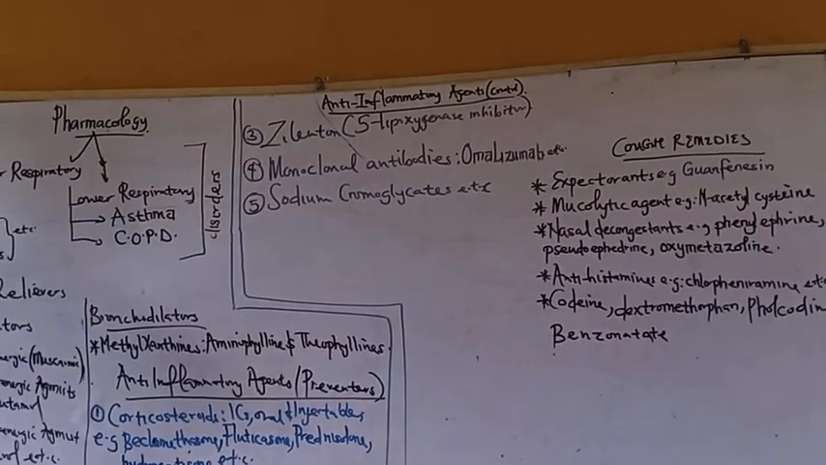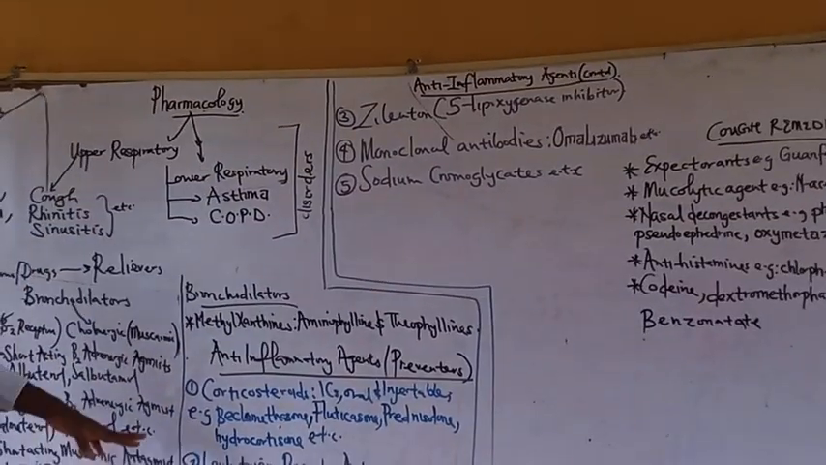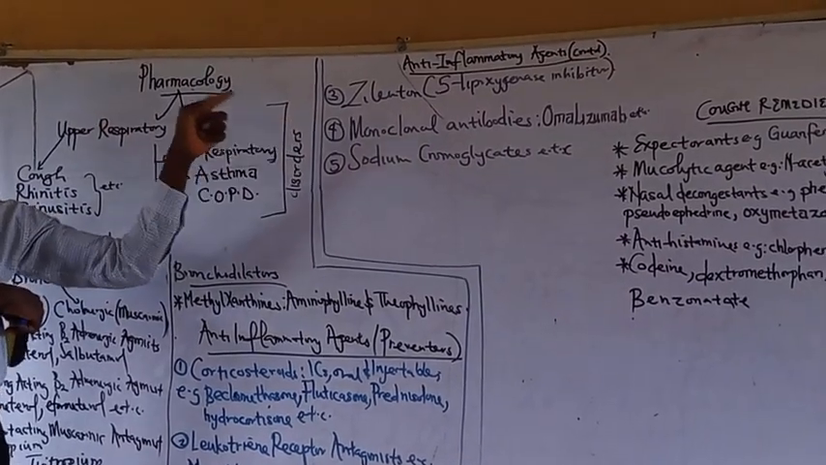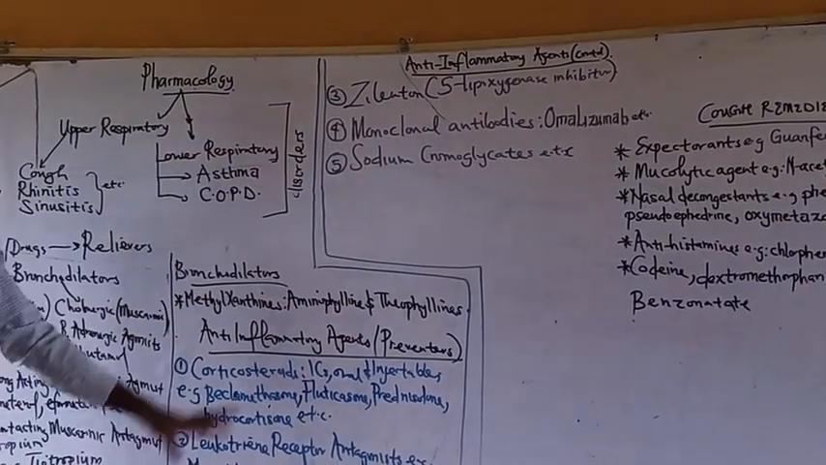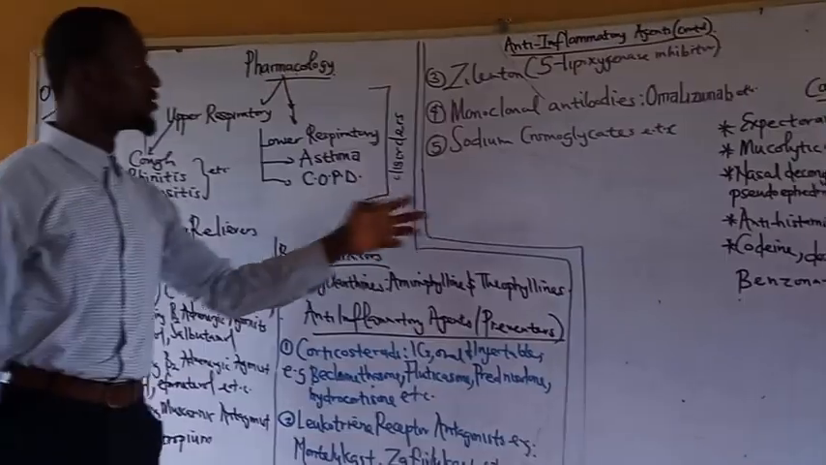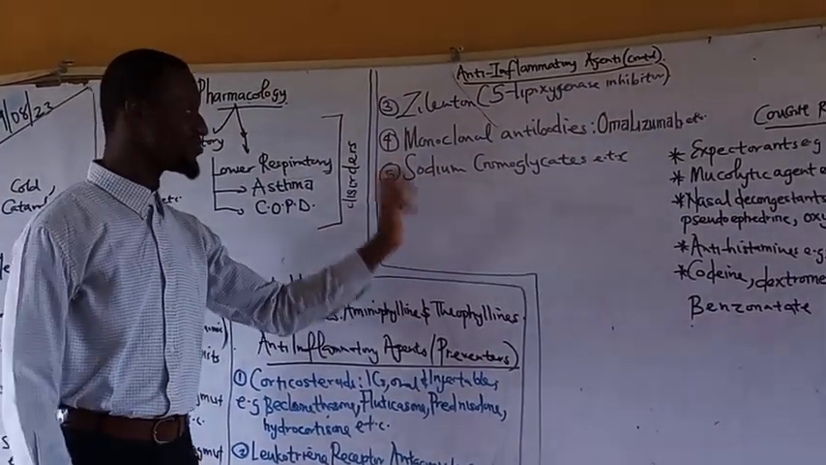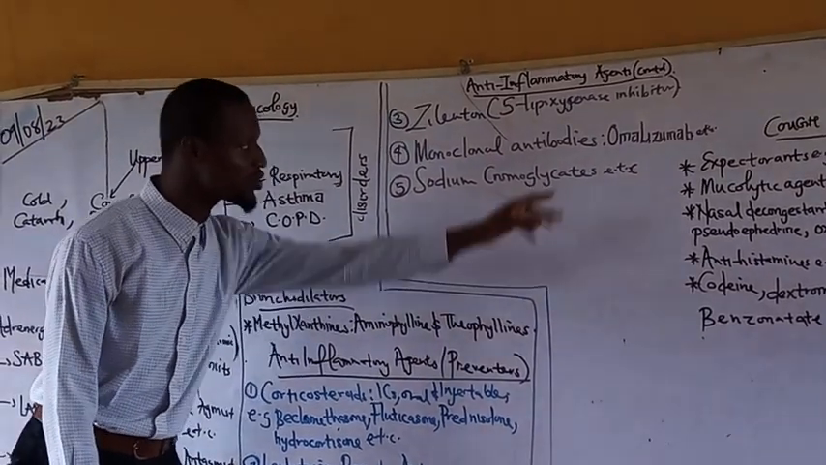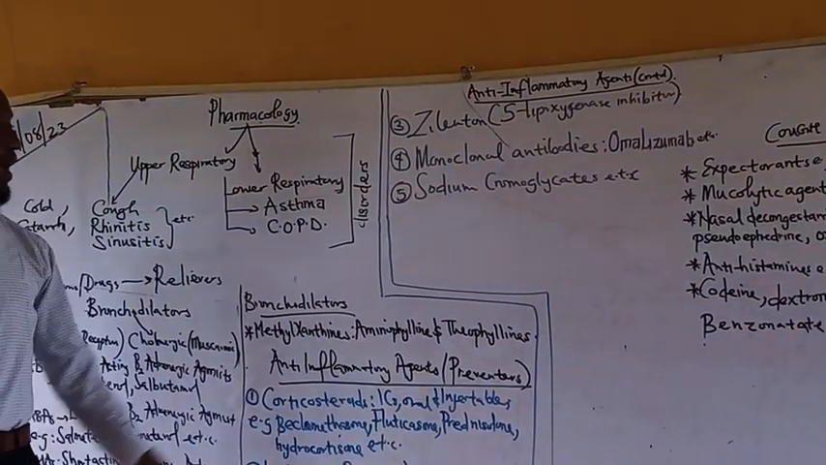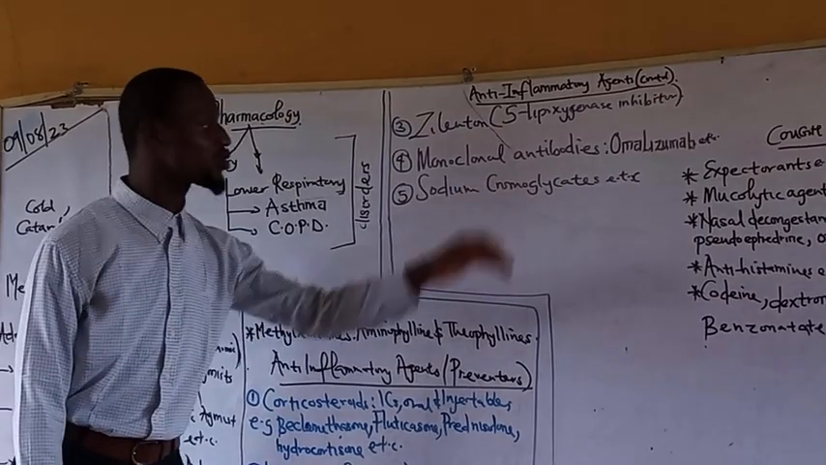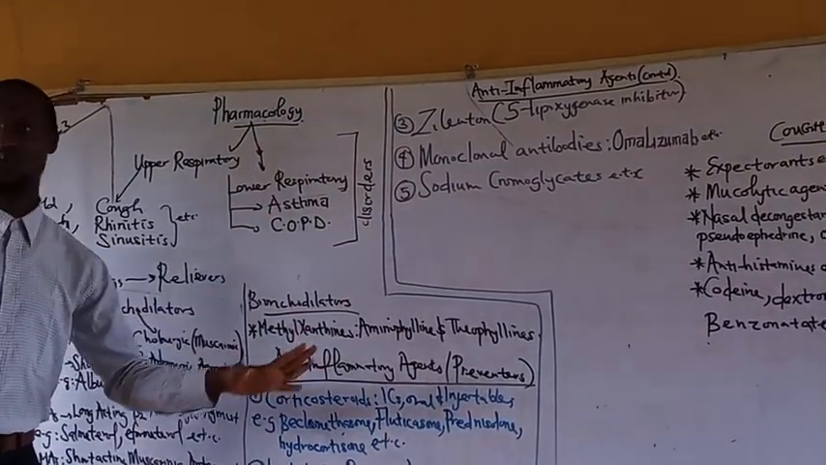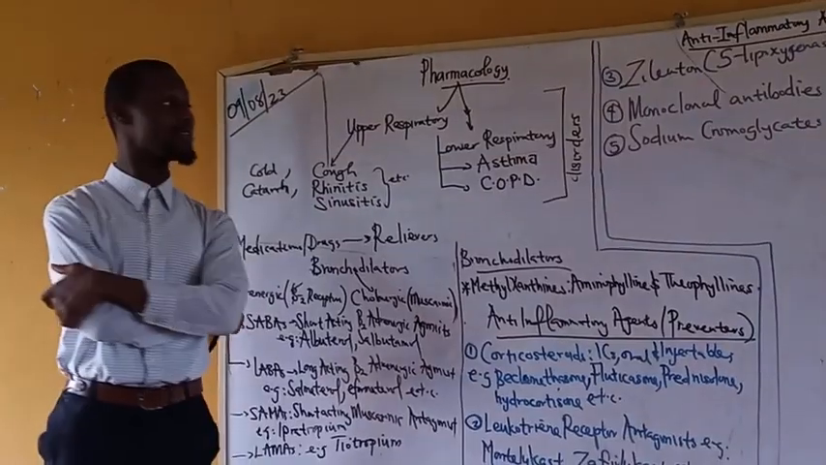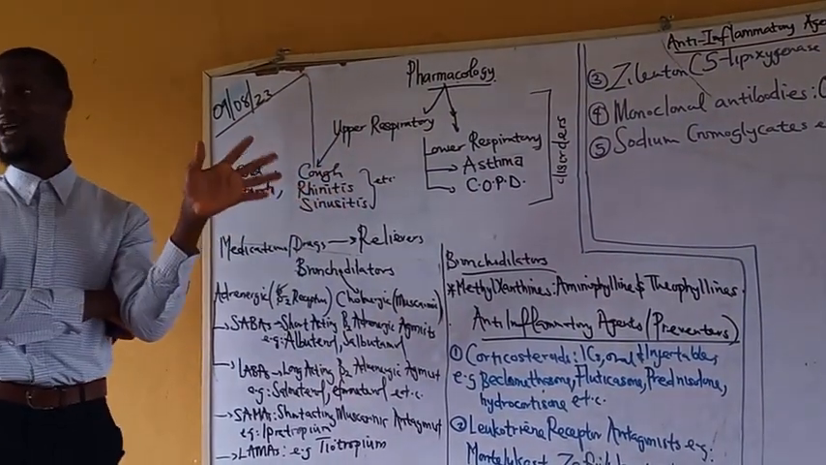Zileuton is a 5-lipoxygenase inhibitor. Also, it is classed under leukotriene receptor antagonists, but specifically it inhibits the enzyme 5-lipoxygenase to reduce inflammation. The other drugs that are not so commonly used are the monoclonal antibodies, which include omalizumab, and the fifth one here, sodium cromoglycate. These are major groups of drugs used in the treatment of lower respiratory tract disorders, usually asthma and COPD.